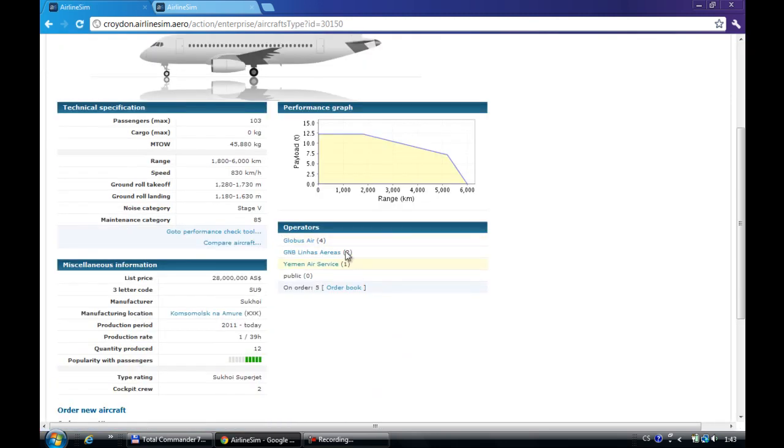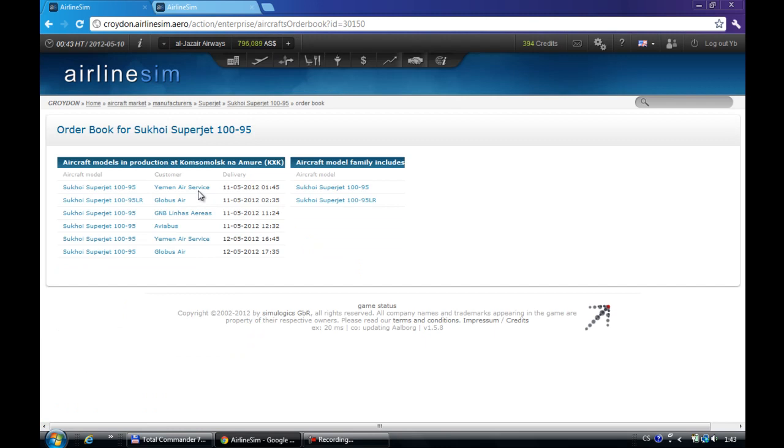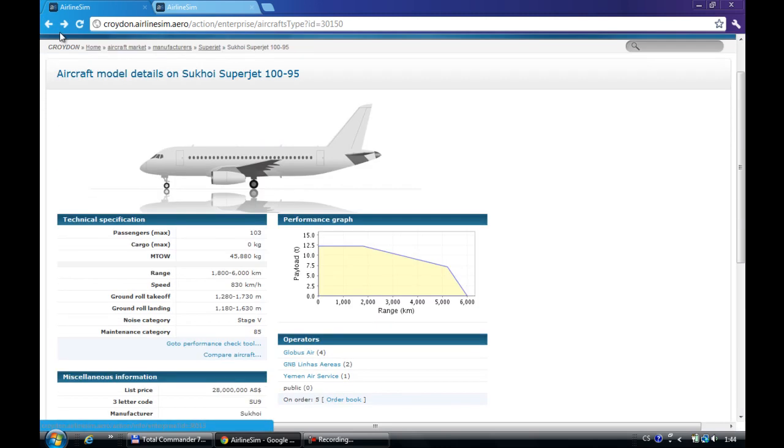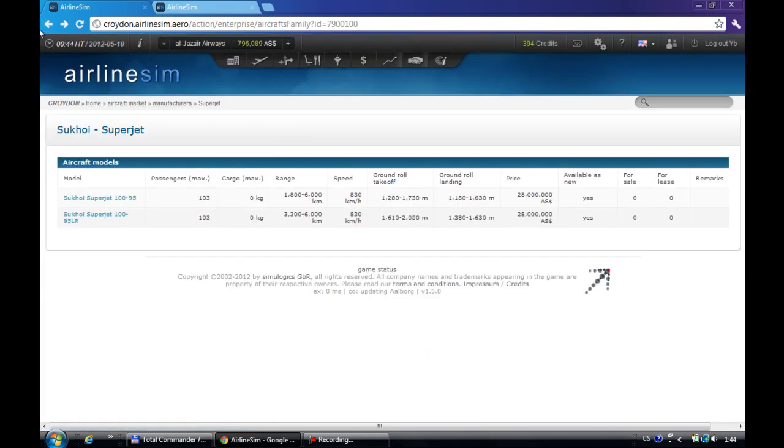I would say that people haven't really given it much thought yet. You can see that there are just some planes operated, but there are some orders. My guess would be yes, Globus area handling. So basically, those who tried it want more.